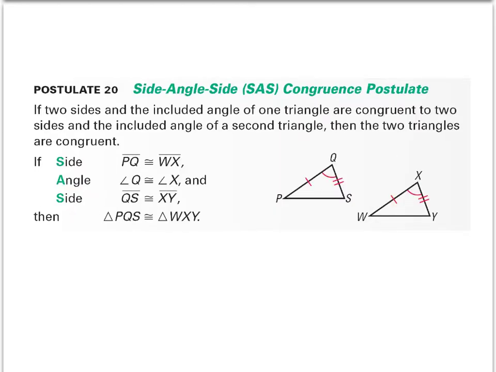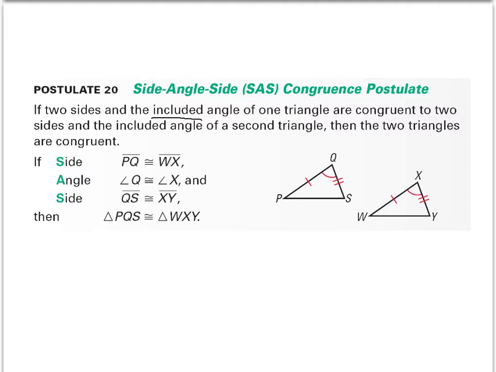The second one we're going to learn is called the side, angle, side congruence postulate. This one is a little more specific, and I want to highlight one keyword right here, included. If two sides and the included angle of a triangle are congruent to two sides and the included angle of a second triangle, then those two triangles are congruent.